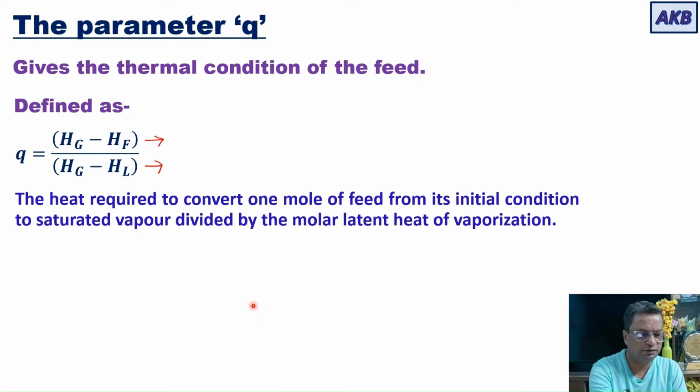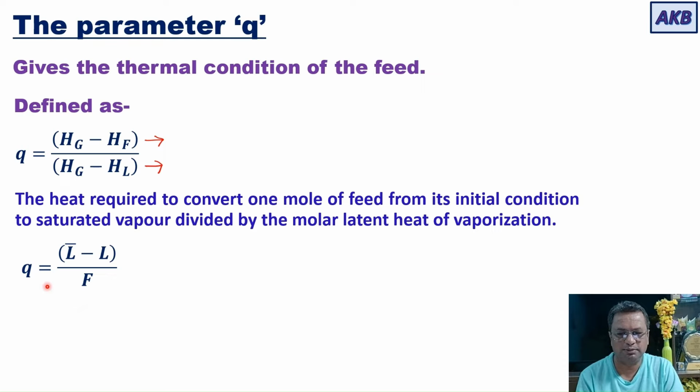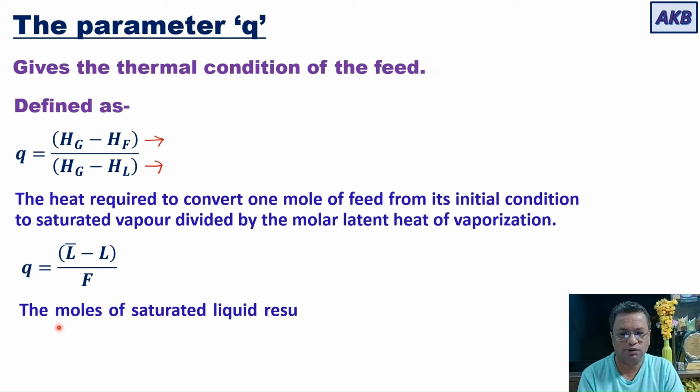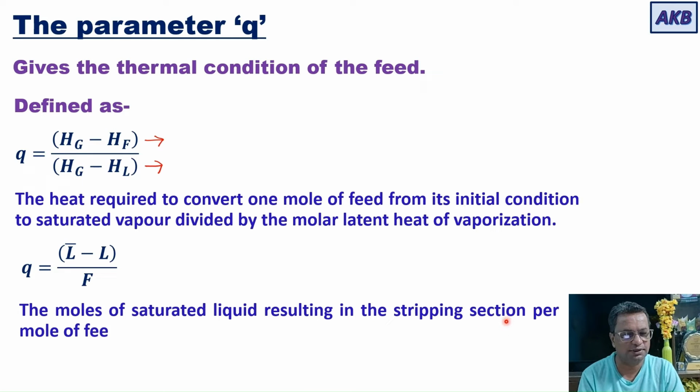There is another way of defining q. You have another mathematical equation, which is q is equal to (L bar minus L) divided by F. In this case, L bar is the molar liquid flow rate in the stripping section of the column. L is the molar liquid flow rate in the rectifying section of the column. And F is the molar flow rate of feed into the column. So as per this equation, q will be defined in this way: q is the moles of saturated liquid resulting in the stripping section per mole of feed that enters the column.